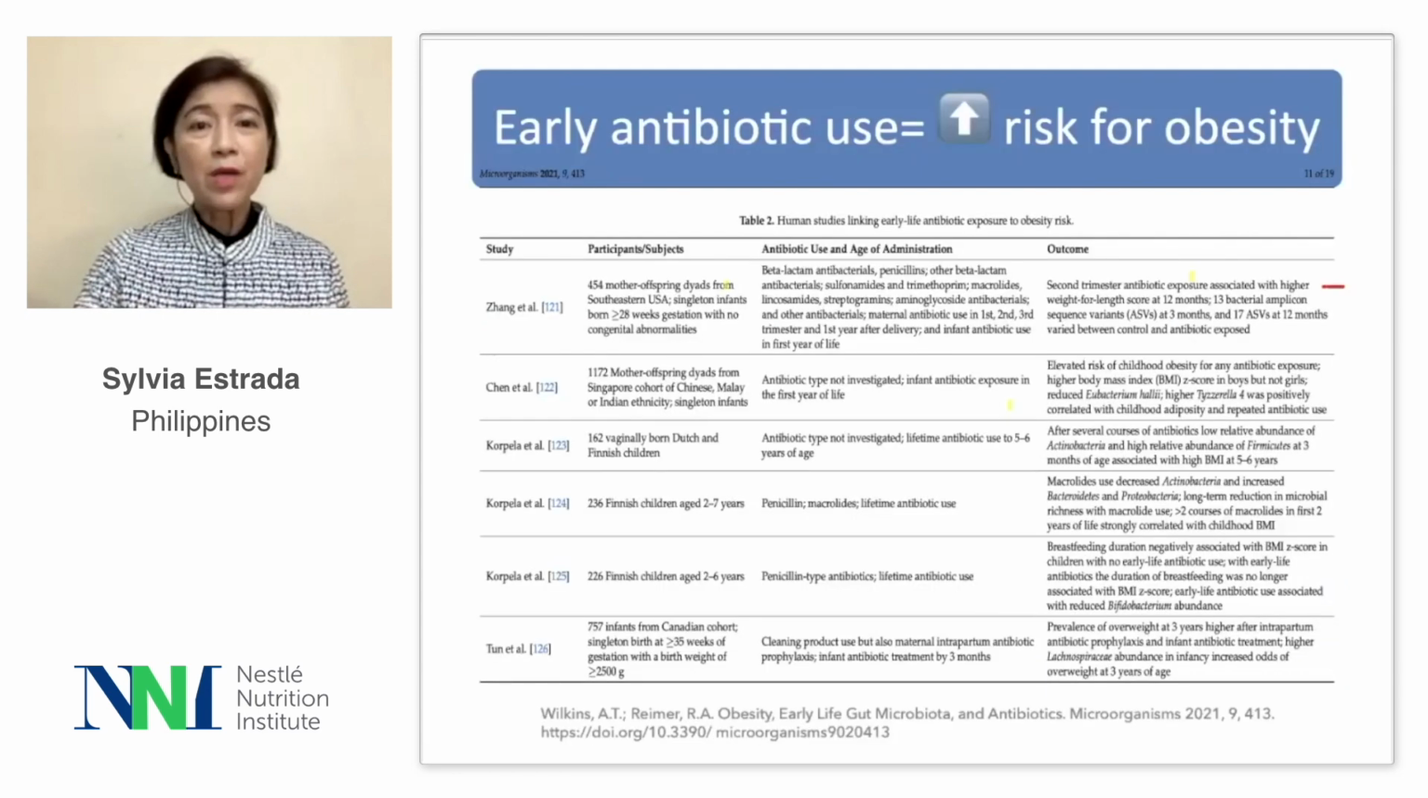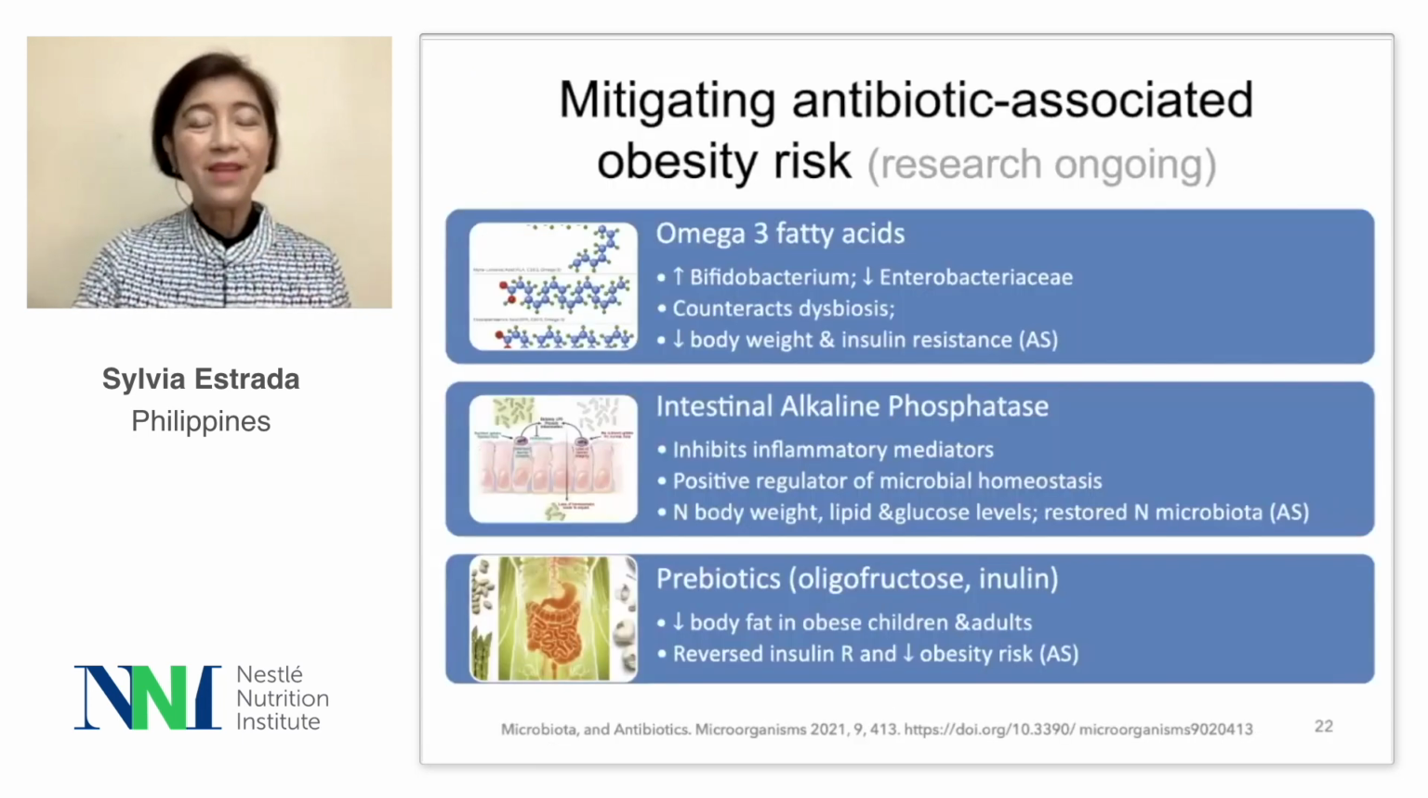So this is just a summary of the different studies in humans that show that early antibiotic use actually increases the risk for obesity because it changes the gut microbiota. So can we do something about it? Research is ongoing, primarily in mice and eventually in some humans. This is the use of omega-3 fatty acids, intestinal alkaline phosphatase, and prebiotics. They propose that if you give these agents together with the antibiotics, then you can actually diminish the risk of obesity.